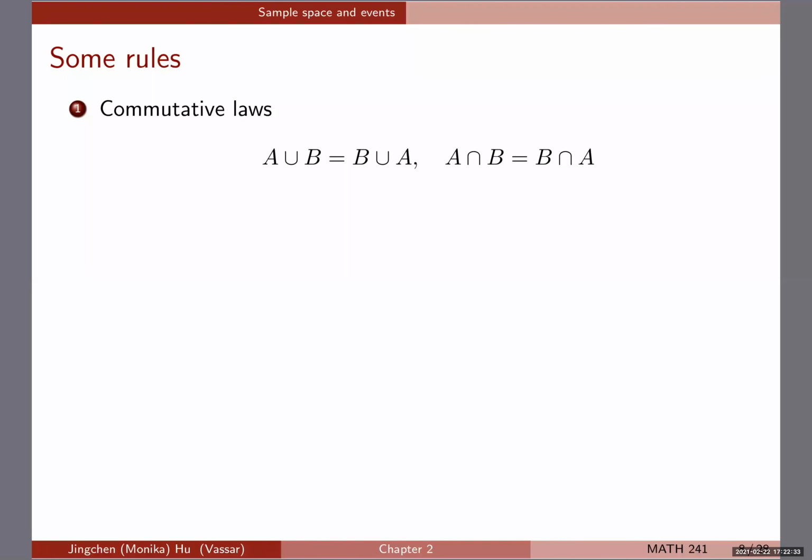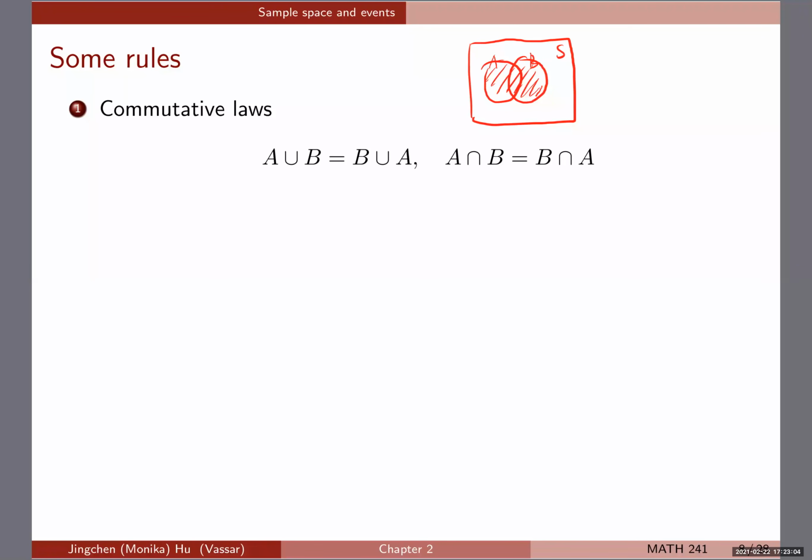Now we are ready to learn some important rules based on the set theory that we have covered. The first one is commutative laws. A union B is the same as B union A, and A intersection B is the same as B intersection A. And I would just say quickly here, you can really quickly prove this using our Venn diagram.